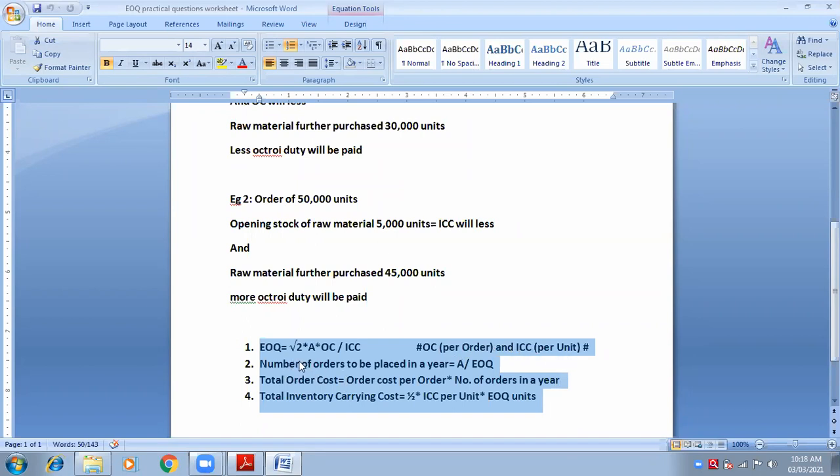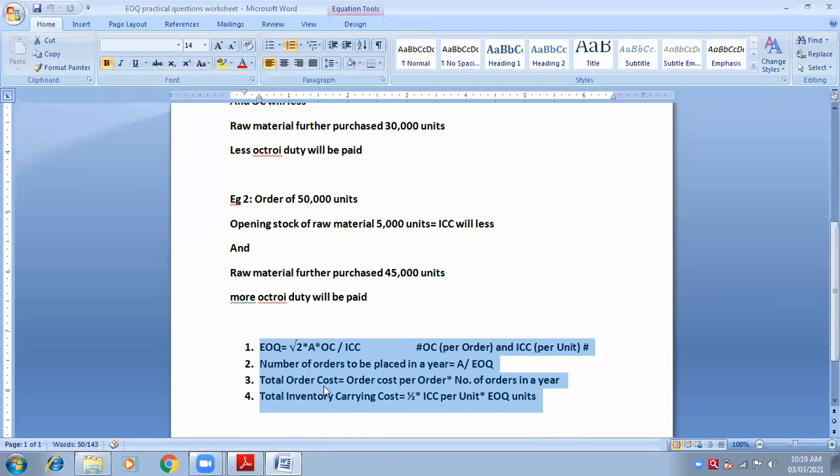Next formula is number of orders to be placed in a year. That means how many orders you will be able to place in a year. So how will you find that? A upon EOQ. A, annual consumption. EOQ means the answer of the economic order quantity in terms of units. Okay. Both will be in terms of units. A will also be in units. EOQ will also be in units. So the answer will naturally be in units. And that's what I want. Number means units, kg, meter, centimeter, that way.